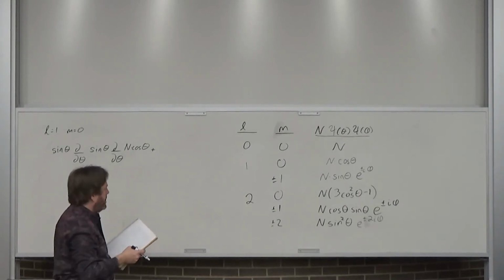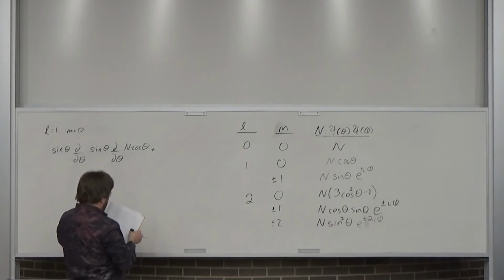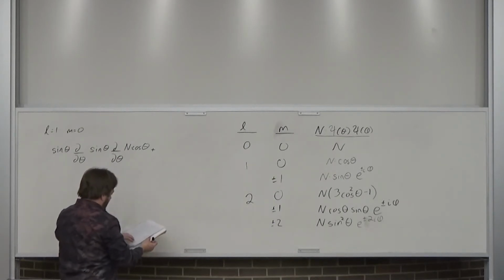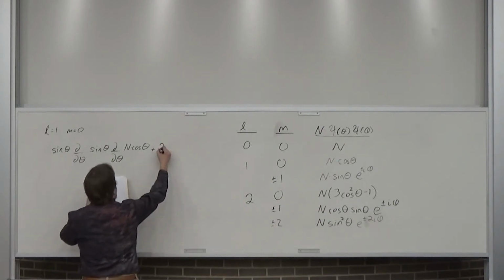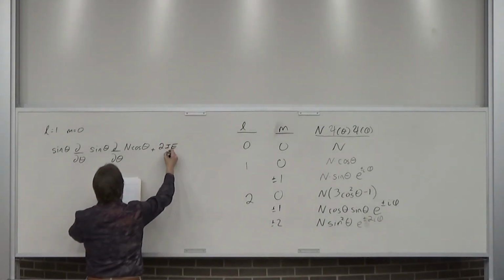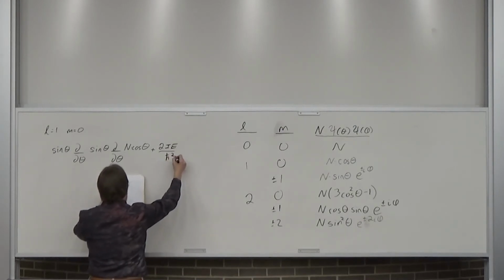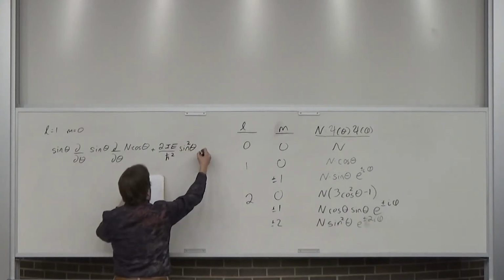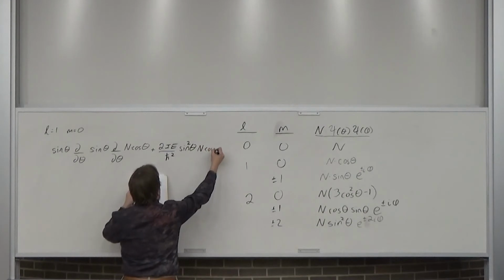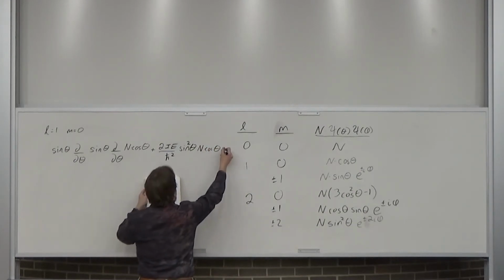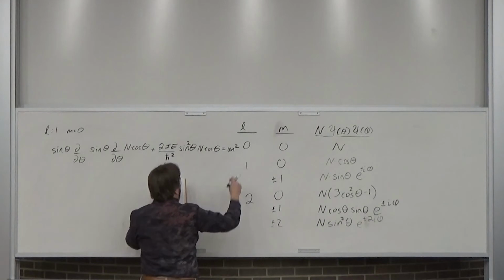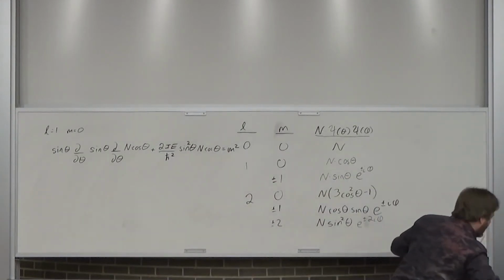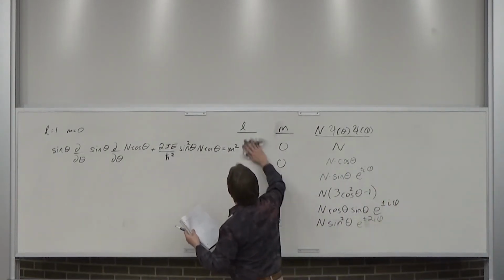Oh God, sorry, I got lost in my notes here a little bit. 2IE over h bar squared sine theta squared. I'm obviously a little off today, sorry about that.